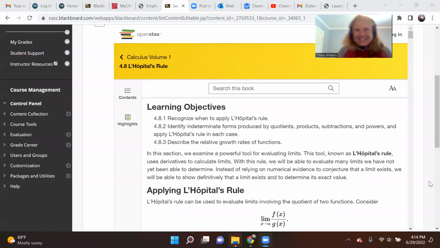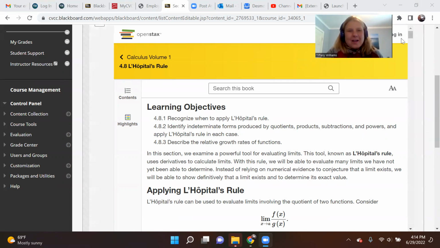All right, guys, the last section that we are going to look at in this particular module is section 4.8, and I know that word looks weird. It looks like El Hospital or El Hospital. It's actually L'Hopital's rule. So we are going to look at this.